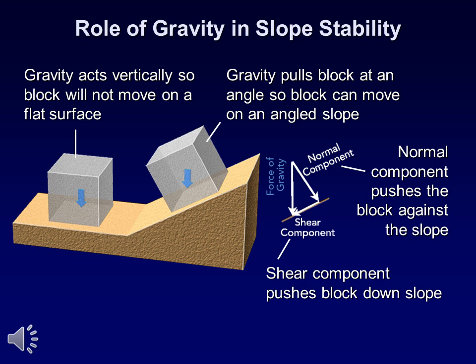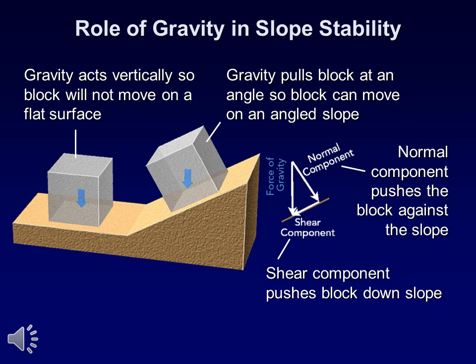What allows for rocks to come sliding down the side of a mountain or just rolling down as a rock fall is the same force that allows water that falls anywhere to be moving downhill. It's gravity. So the role of gravity in slope stability can't be stressed enough.